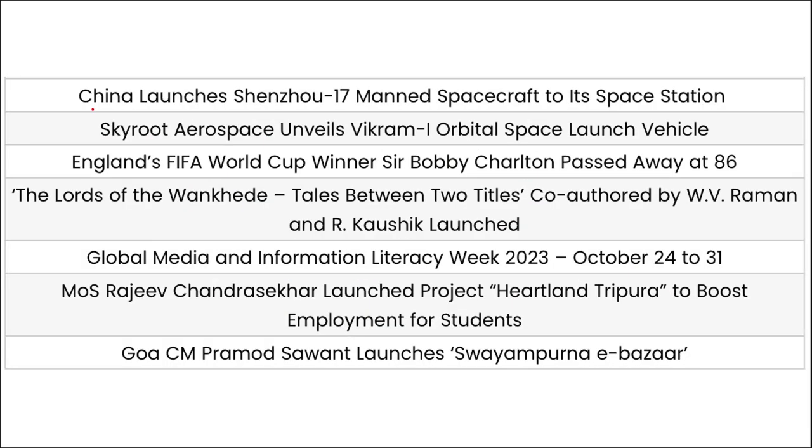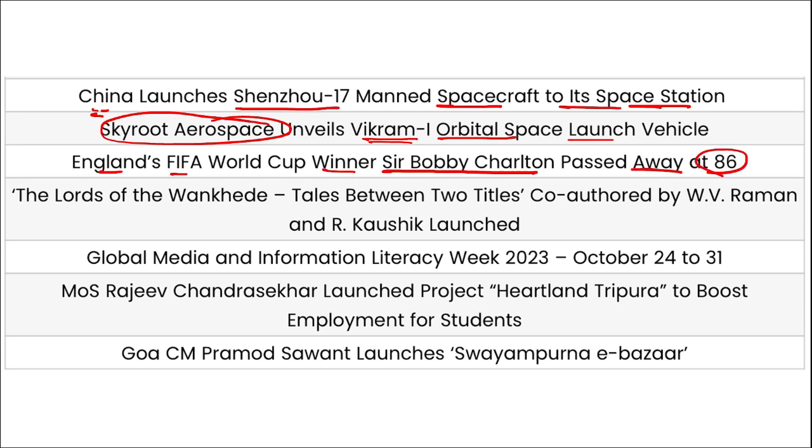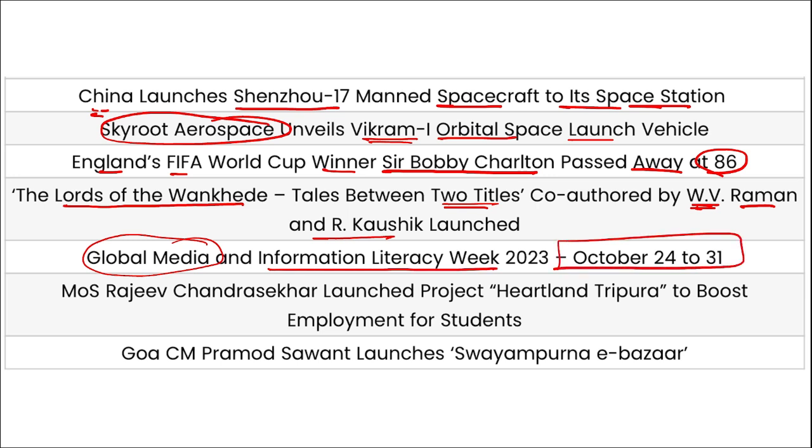Next, China has launched Shenzhou 17 manned spacecraft to its space station. Skyroot Aerospace has unveiled Vikram 1 orbital space launch vehicle. England's FIFA World Cup winner Sir Bobby Charlton passed away at the age of 86. The Lord of Wankhede, Tales Between Two Titles, right? This is the book that was authored by V.V. Raman and R. Kaushik. Global Media and Information Literacy Week observed from 24th to 31st of October.